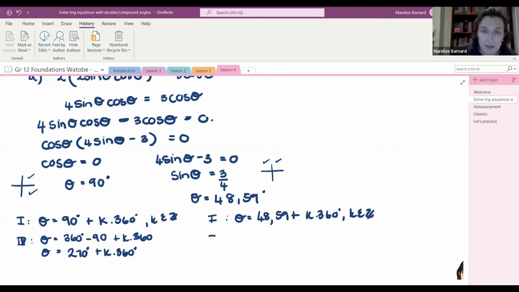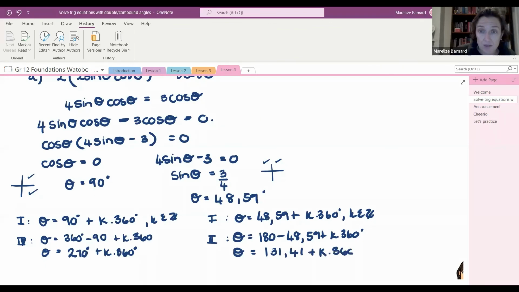And then our second quadrant solution is 180 minus 48,59 plus k times 360. And that gives us 180 minus 48,59 is 131,41 plus k times 360. Okay, so that is just one sort of example of where we are using double angles to do general solutions.